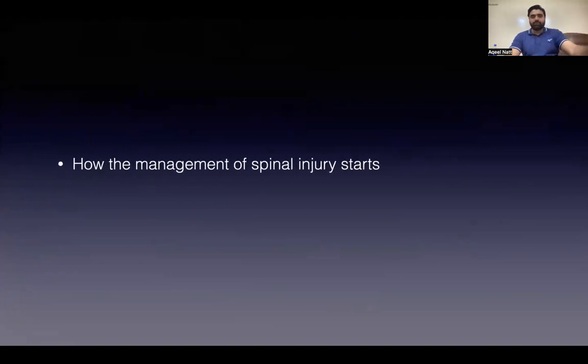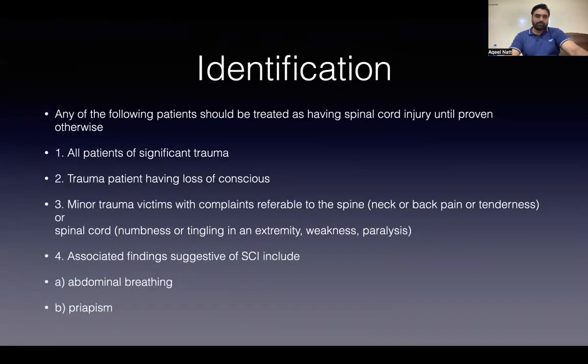How does the management of spinal cord injury start? It starts in the field. At the site of injury, wherever the injury is, you start managing from there. When we see a patient with trauma, with an accident, or some other incident, first we have to identify which are the patients with spinal cord injury. So these are typical features where we can directly or indirectly relate that the patient is having some sort of spinal injury.